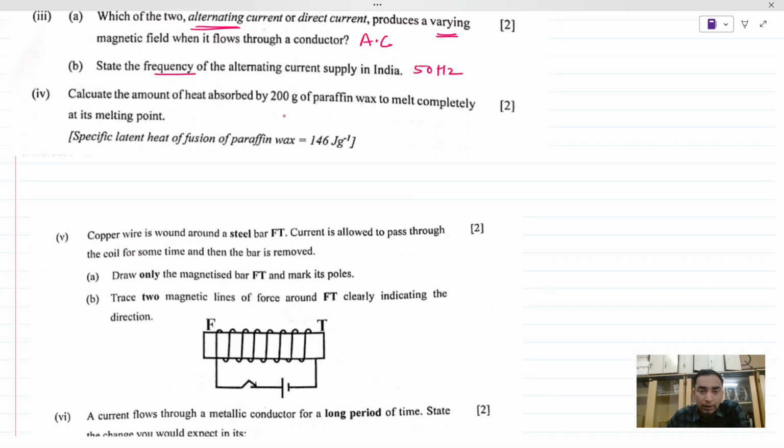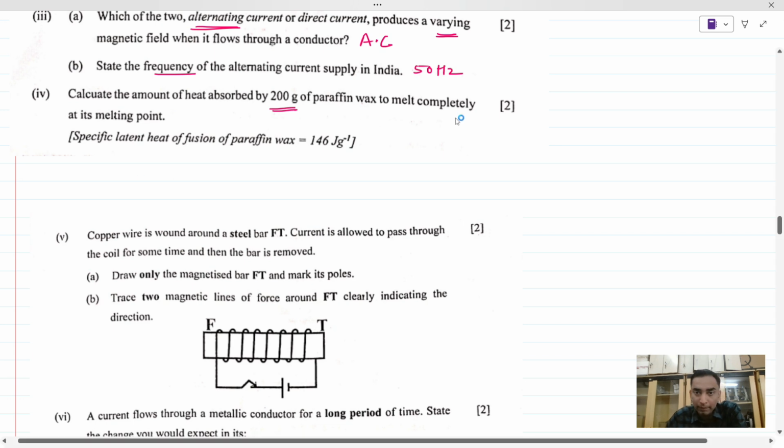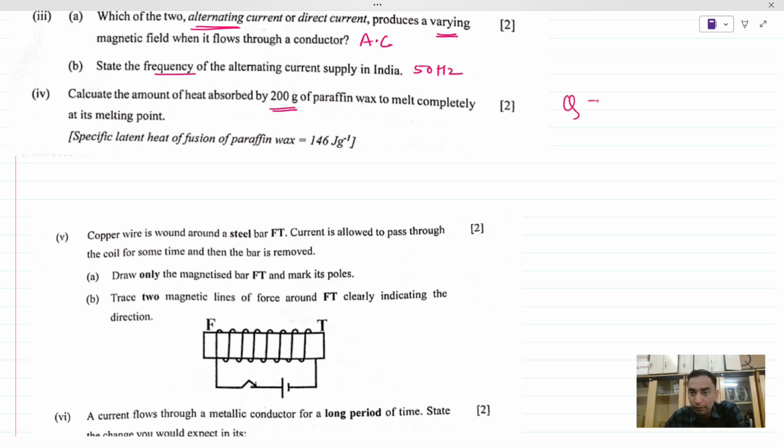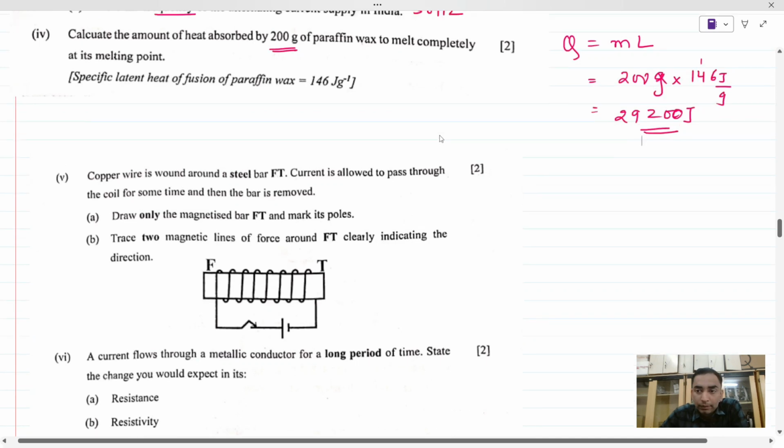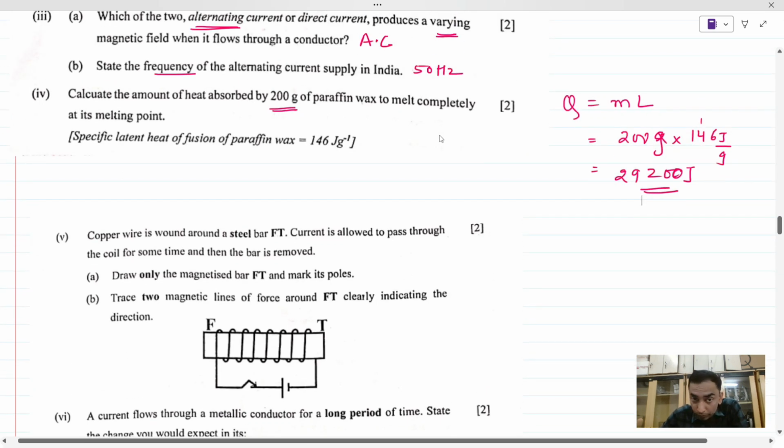Calculate the heat absorbed by 200 grams of paraffin wax to melt completely. During melting, we use Q equals m times L. Mass is given as 200 grams, latent heat is 146 joule per gram. So 2 sixes are 12, 2 ones carry... 29,200 joule is the answer to the problem. Please mention the unit. If you forget the unit, you lose marks.